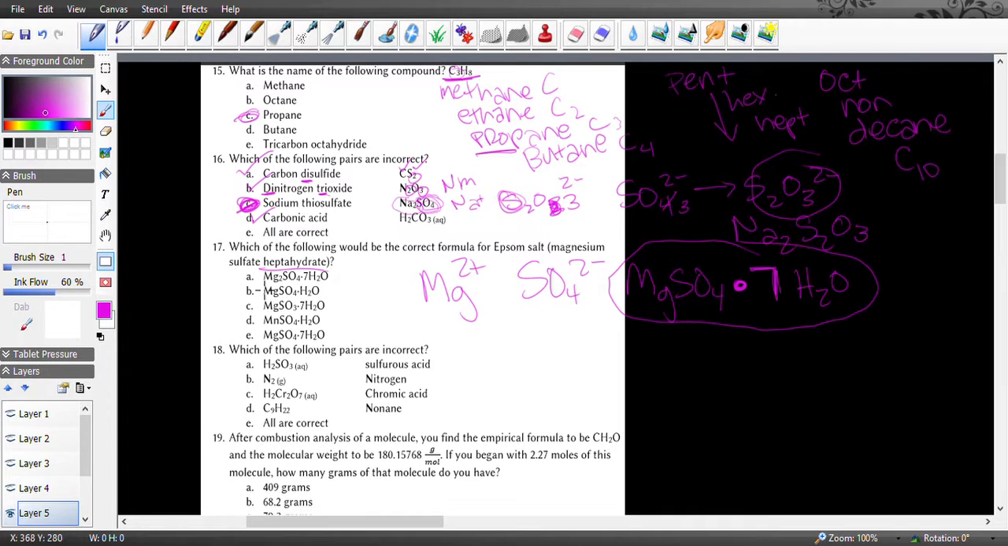Let's see what we got. Nope. It has 2 magnesiums. Nope. Not enough water. Nope. That's magnesium sulfite heptahydrate. That's magnesium sulfate monohydrate. Oh, right there. E. Same thing I got.